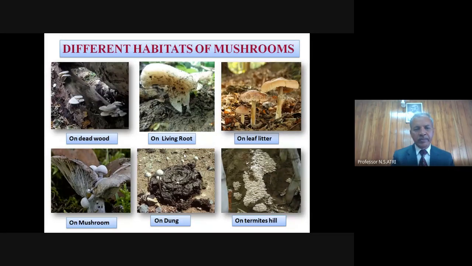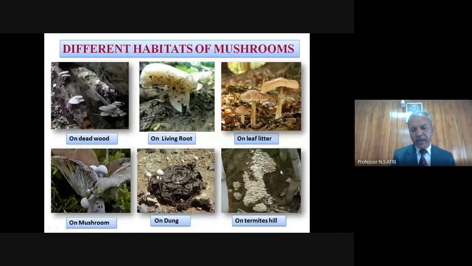If you look at them, you cannot make out just by looking at which ones are edible and which are poisonous. You can find them growing on deadwood. This is a Lentinus species. You can find this edible one. Again, this is on the root, a mycorrhizal Russula species, growing in association with the root, on the leaf litter. And on a Russula, you have Asterophora lycoperdoides, a mushroom growing on a mushroom, or here is a coprophilous mushroom, Psilocybe.